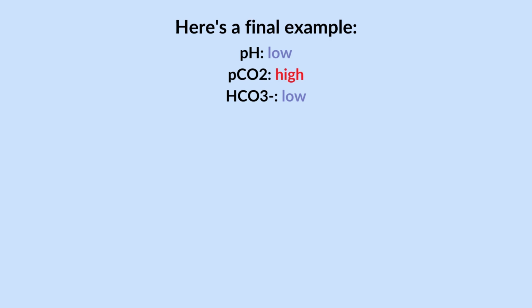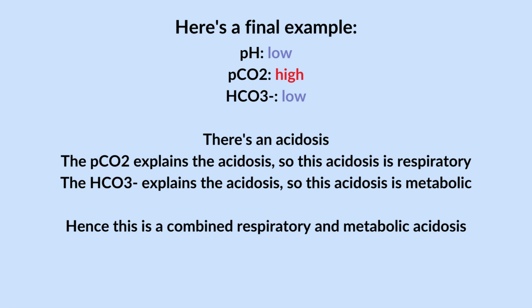Here's a final example. The pH is low, the PCO2 is high, and the bicarbonate is low. There's an acidosis. The PCO2 explains the acidosis, so the acidosis is respiratory. The bicarbonate explains the acidosis, so this acidosis is also metabolic. Hence, this is a combined respiratory and metabolic acidosis.